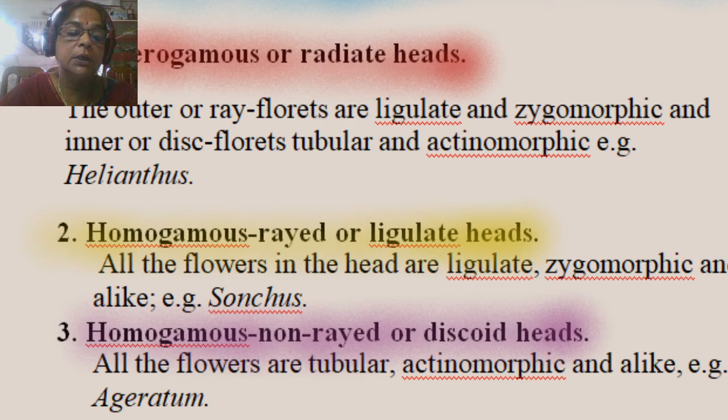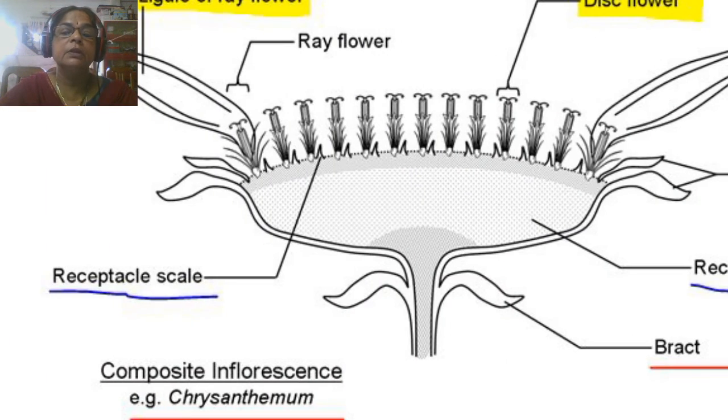Number one is the heterogamous, that is Helianthus annuus, sunflower. Second is the homogamous ligulate head, example Sonchus arvensis. Third is homogamous non-radiate or discoid head, the example is Ageratum conyzoides. These show the two types of florets. On the periphery, you will find the ray florets, and in the center, you will find the disc florets.